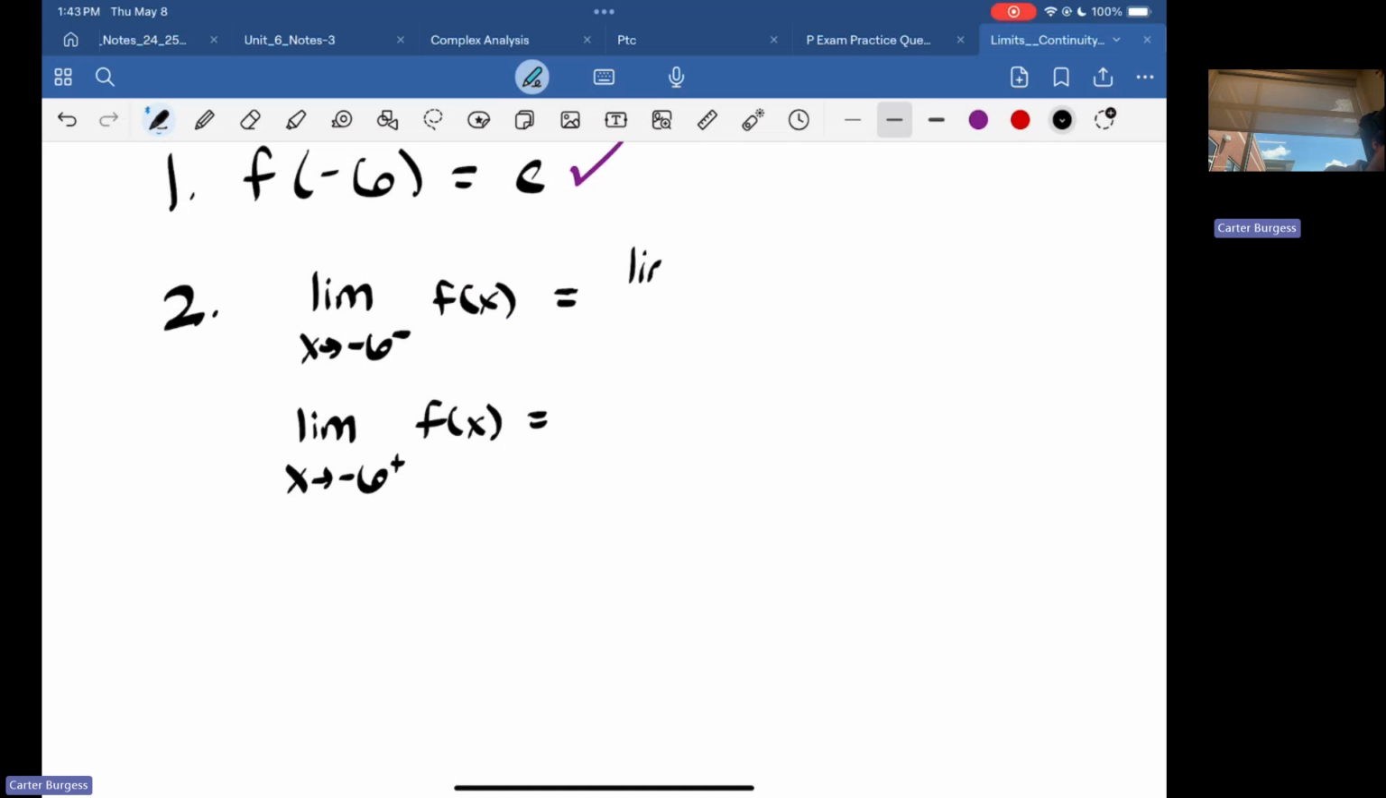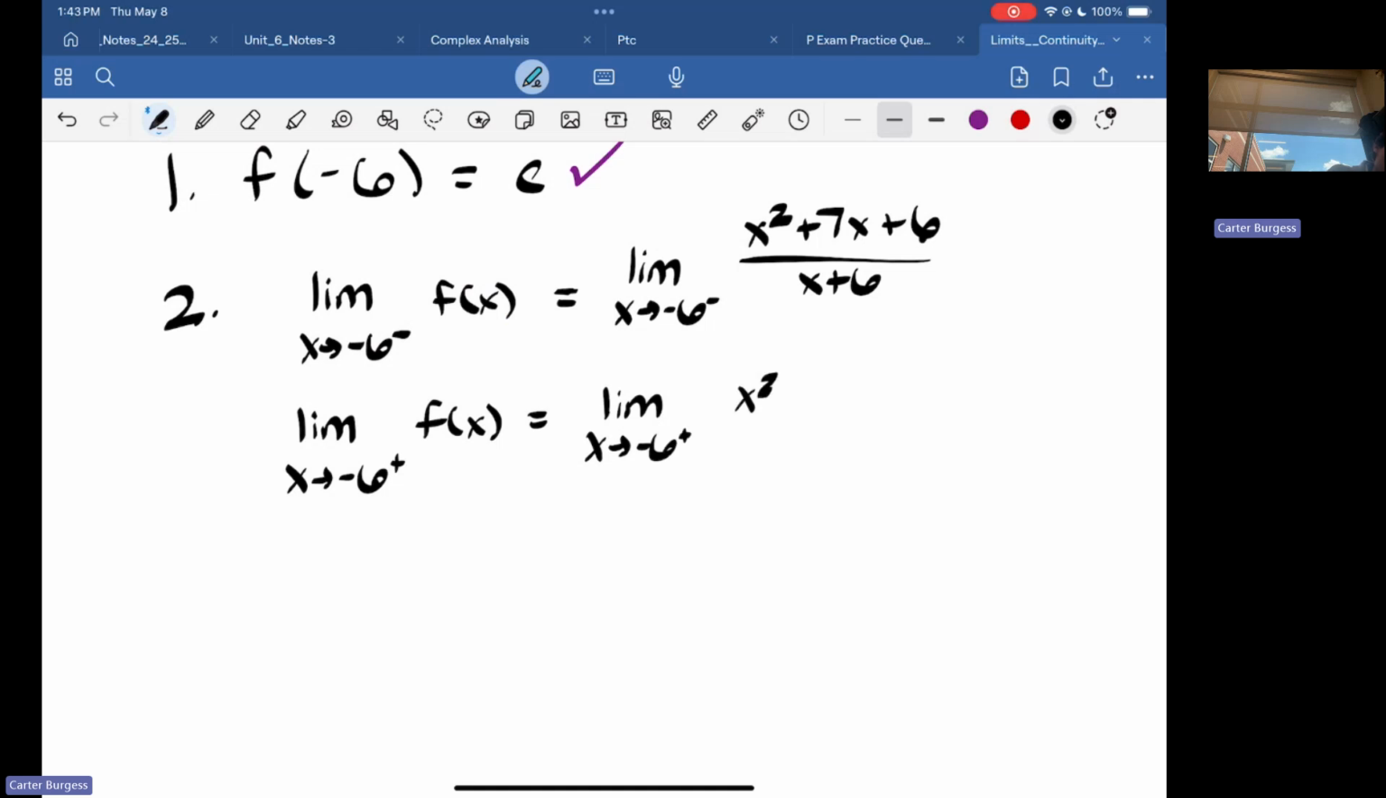This is the limit as x approaches -6 from the left of x squared plus 7x plus 6 over x plus 6. This is the limit as x approaches -6 from the right of x squared plus 7x plus 6 over x plus 6. Can we, as things stand right now, do direct substitution? No. If we could, we wouldn't even be doing this. We would have just said we could do direct substitution everywhere. Let's move on with our lives. No, can't do direct substitution here.